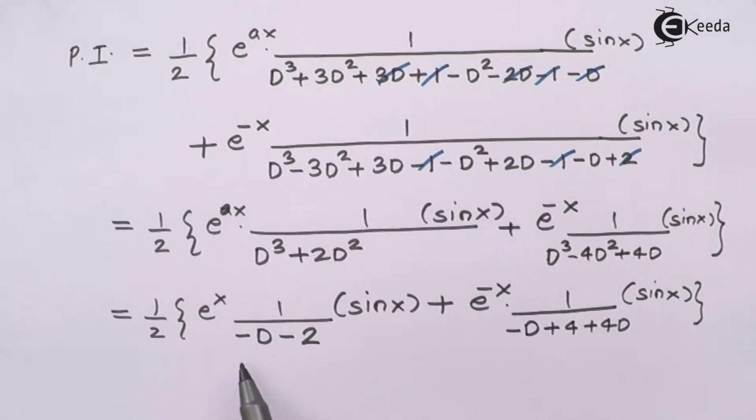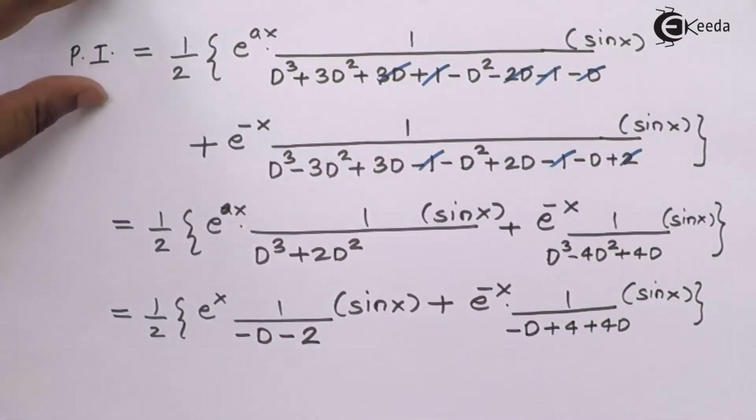But guys, how to solve this d plus 2, or how to operate this 1 upon d plus 2 on sine x? So there are two methods. One is to use the inverse operator method, or rationalize this so that here you will get d square minus 4 and then you can get the answer. So here what I'll do is I'll rationalize this d plus 2 term.